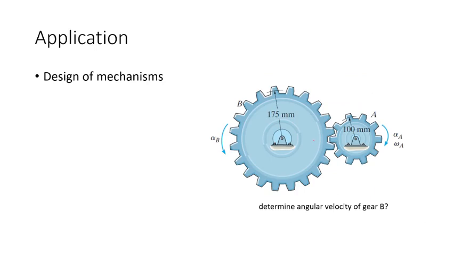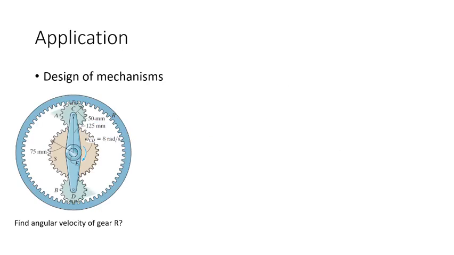Or it may be about the meshing of two gears. We have the larger gear and we have smaller gear, and then we are trying to understand the angular velocity of gear B, so the bigger gear. Again, we will use today's topic to understand this question. Or you may have a planetary gear set, and then for this planetary gear set it may ask what is the angular velocity of the gear R.